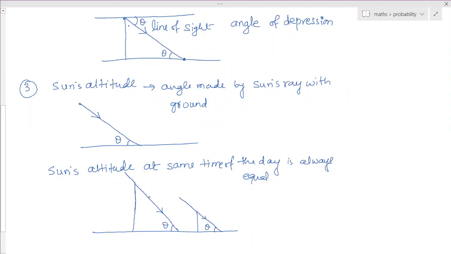So they are coming from any height of the object, from the top of the hill, the top of a multi-story building, the top of a small building, top of the tower, top of the pole, or top of the tree. Whenever the light ray reaches the ground from any position at the same time of the day, it makes an equal angle with the horizontal line, that is the ground level. So that angle is always equal.